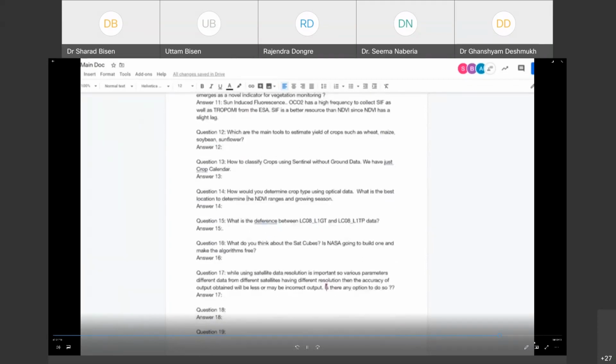Which are the main tools to estimate yield of crops, such as wheat, maize, soybean, sunflower, etc.? So yeah, this is a great question. Currently, the coarse resolution sensors, so MODIS and VIIRS, have been probably the workhorses for estimating yields for those crops, due to the crop extent, especially in the major producing regions of the world, in say Argentina, China, Australia, the United States, Canada, etc.